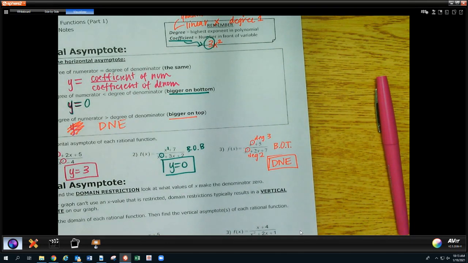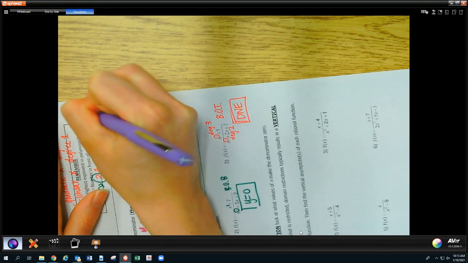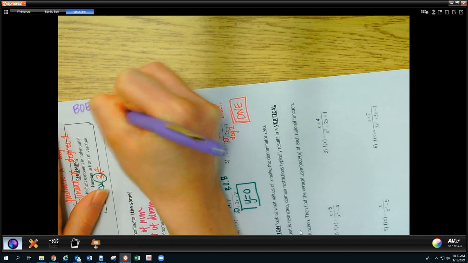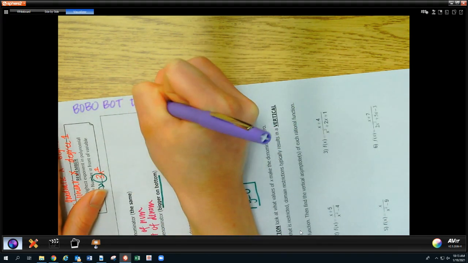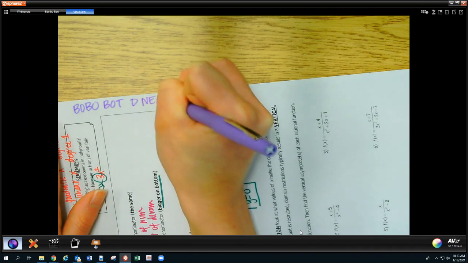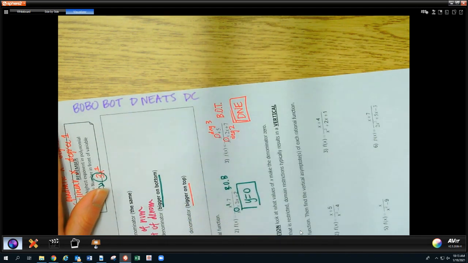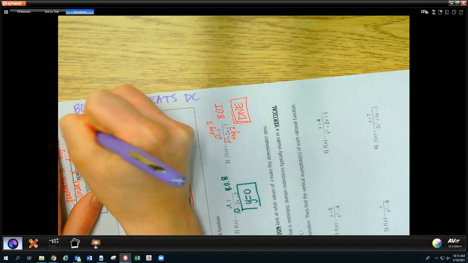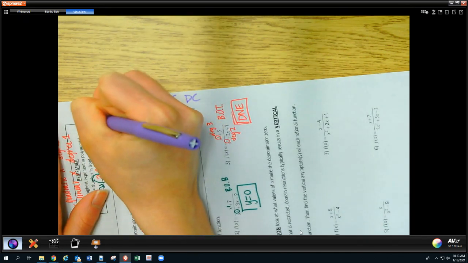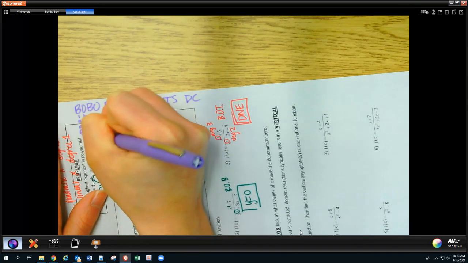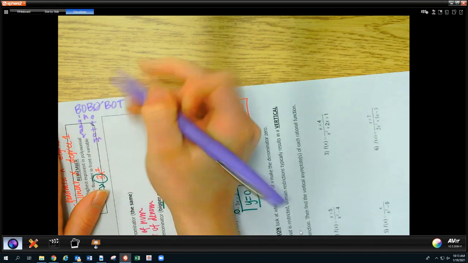Okay, and so there is an acronym you can use to remember these three cases. It's a really weird, funny acronym, but it really helps kids remember. I'm gonna turn it sideways because it's long, but it's BOBO, BOT, D N E, DC. BOBO, BOT, D N E, DC. And what it stands for is bigger on bottom, and this last O is a 0, y equals 0. Bigger on bottom, y equals 0.